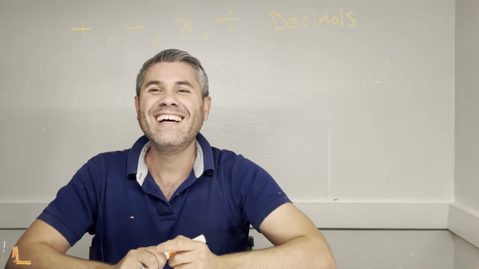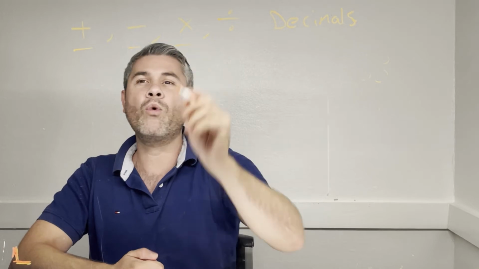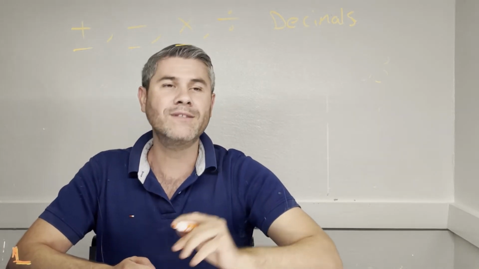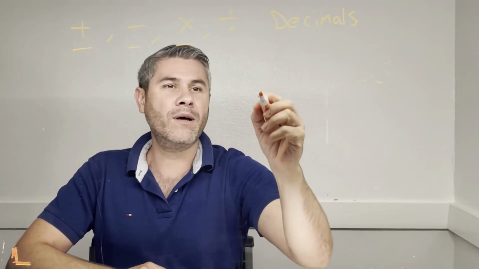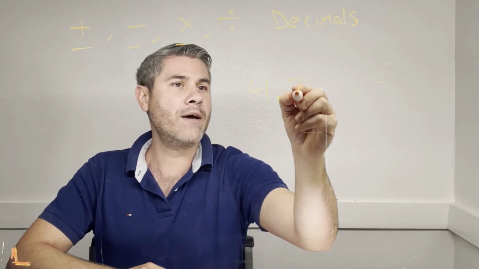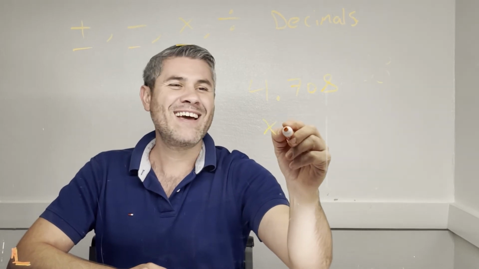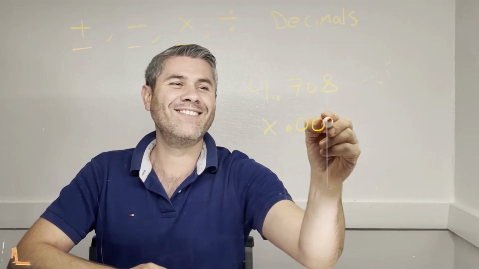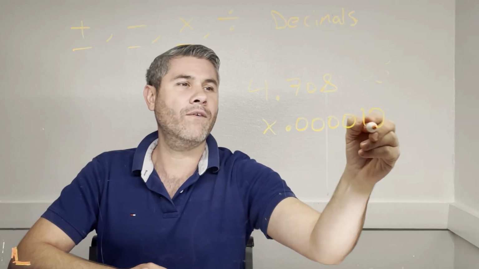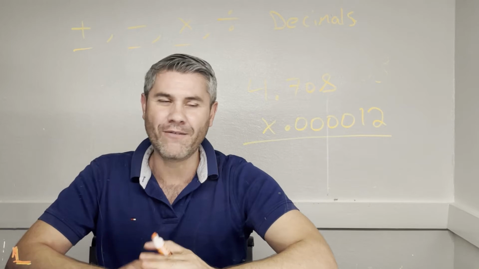Welcome back. So now we already learned how to add, how to subtract. Now let's look at what we do when we need to multiply decimals. So really fast, let's put some numbers. Let's assume we have 4.708 that needs to be multiplied with 0.0000012. Woof. So a bunch of decimals. Yes, why not, guys? Don't be afraid of them. We have to do it.